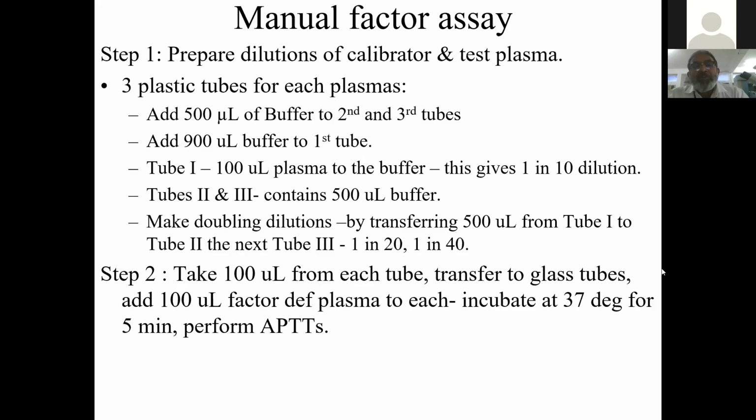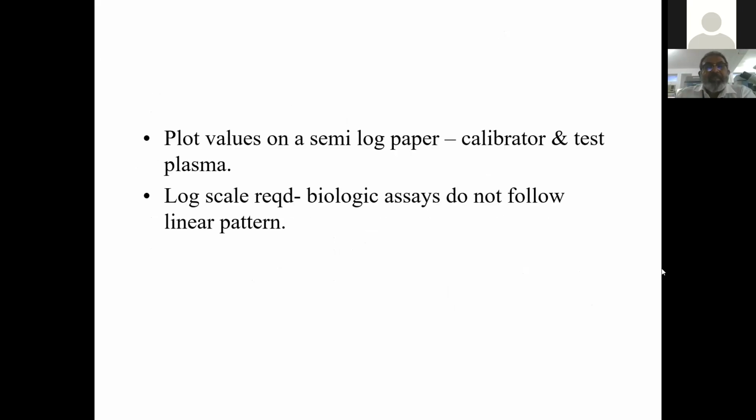So these are the dilutions that you had already done. So I'm not going into the details of it. After you do the dilutions, then you incubate it with factor deficient plasma. And then you add the APTT reagent, incubate the APTT reagent with the mixture of the dilutions and factor deficient plasma. And after 3 or 5 minutes, you can add the calcium chloride and look at the endpoint, which is the formation of the clot. And plot the values of the endpoint on the semi-log graph paper.